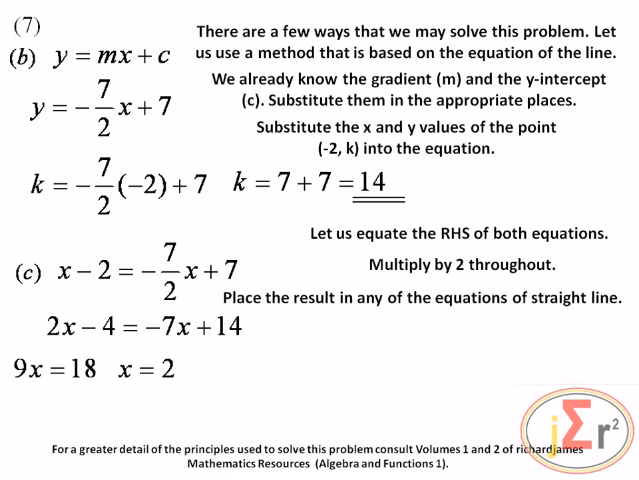Place the result in any of the equations of straight line. So we have two equations of straight line. One is y is equal to negative 7 over 2 x plus 7, and the other one is y is equal to x minus 2. So we're going to put that value into x minus 2. So we have y is equal to 2 minus 2, because y is equal to x minus 2, and our value of x in this particular case is 2. So y is equal to 2 minus 2, which is equal to 0. So the coordinates of the point where the two lines will cross is (2, 0).